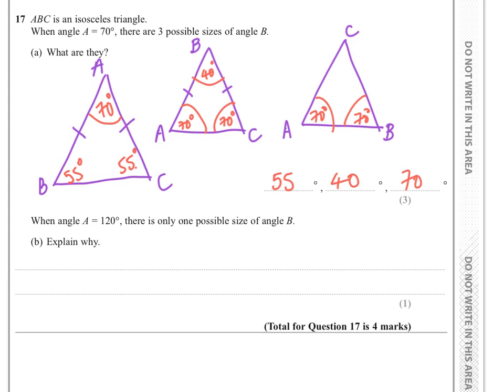Part B. It says when angle A is 120 degrees, there is only one possible size of angle B. Well, let's have a look.